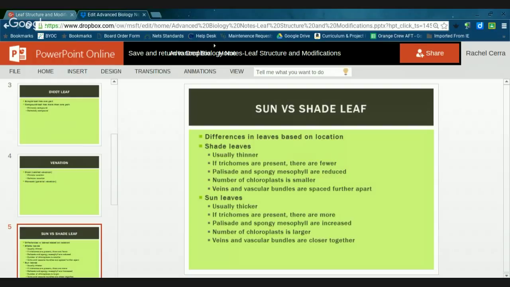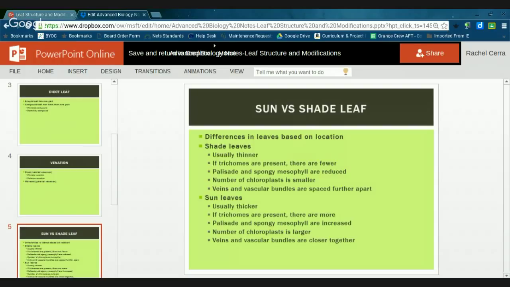Shade leaves are usually going to be thinner. They're not going to be as thick. If they've got trichomes, there's going to be fewer than with sun leaves. They don't have as much palisade and spongy mesophyll. They don't need as many chloroplasts because they don't see as much sun. So why would they waste all of their energy making more chloroplasts when they don't need them because they're not going to see as much sunlight? And then their veins and their vascular bundles are going to be spaced further apart as well.